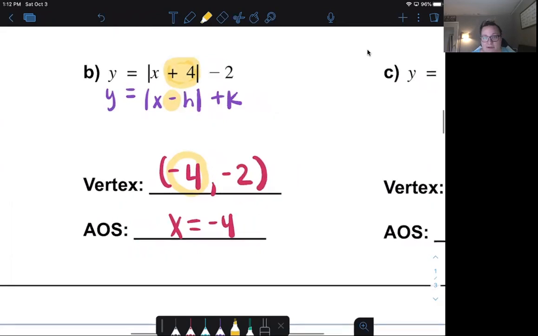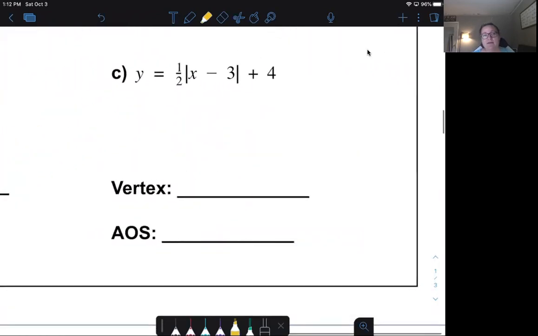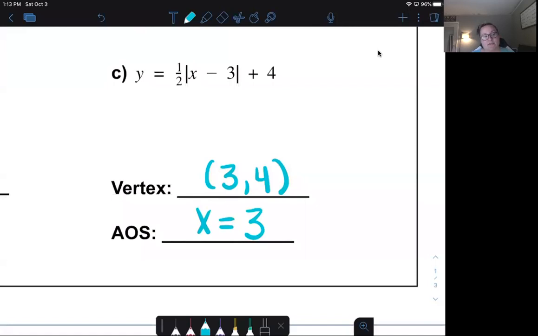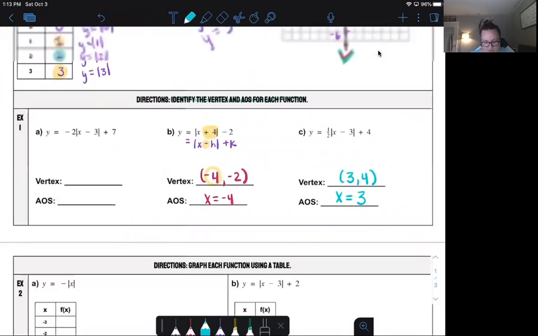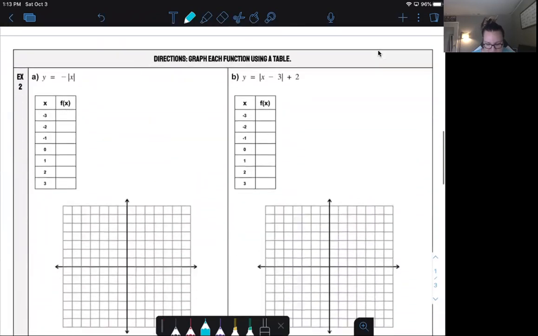Let's move on to part C. So we have y equals 1/2 times the absolute value of x minus 3, plus 4. Go ahead and tell me the vertex and the axis of symmetry for this equation. So your vertex is (3, 4). The axis of symmetry is x equals 3. Good job, guys. Let's go ahead and move on to example 2.